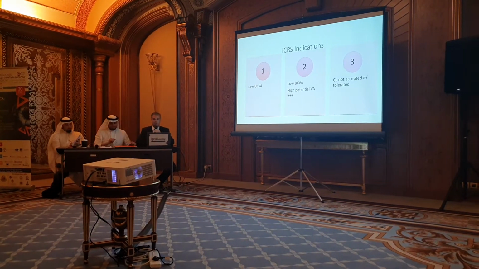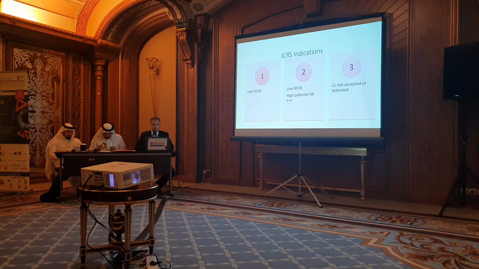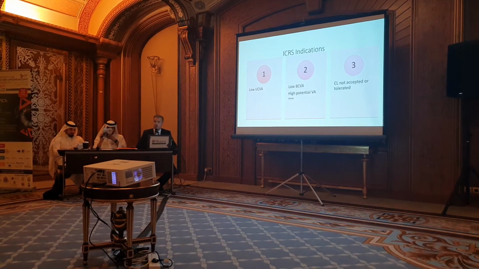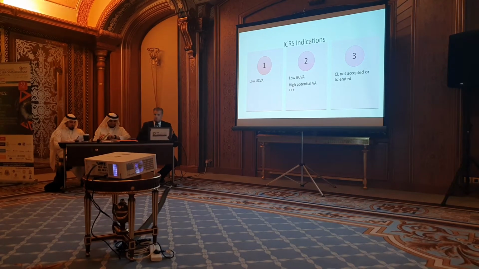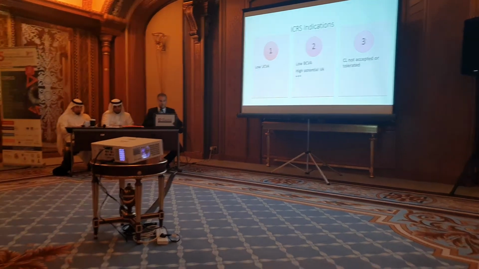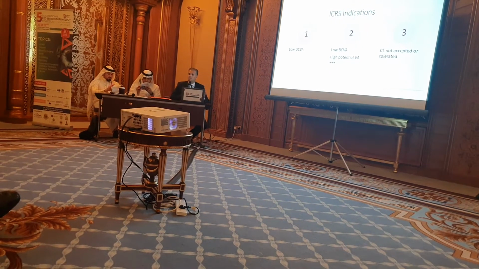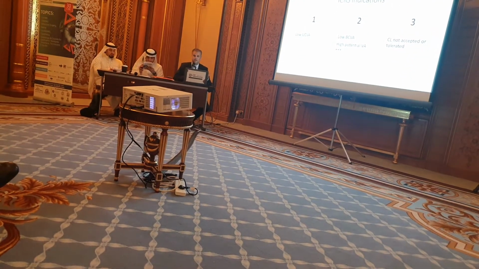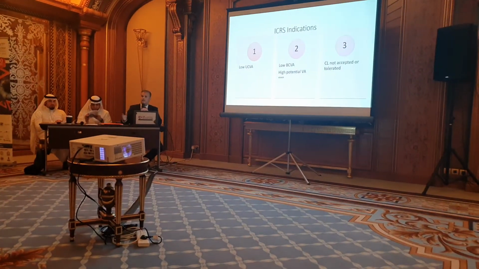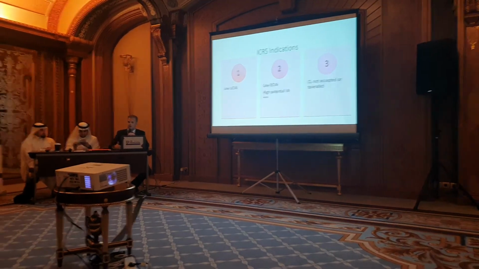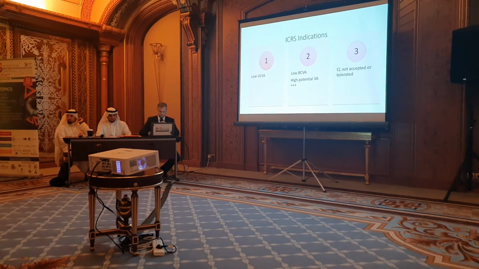Okay. So intracorneal segments in keratoconus, we indicate in low uncorrected visual acuity and low best corrected visual acuity, when a person cannot see with glasses but has high potential. It means that they can see with contact lens, rigid contact lens or scleral lens. And when contact lenses are not accepted, the ring is not the first therapy. The first therapy is contactology.